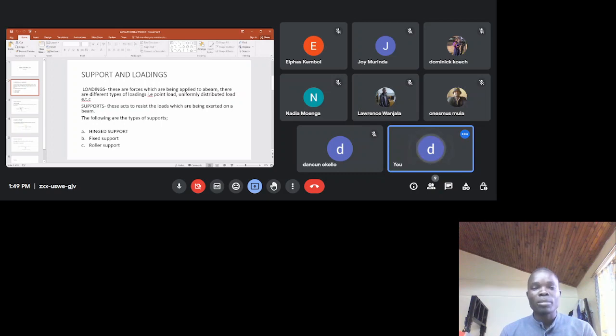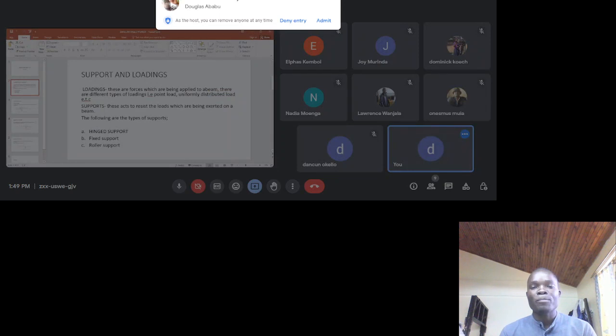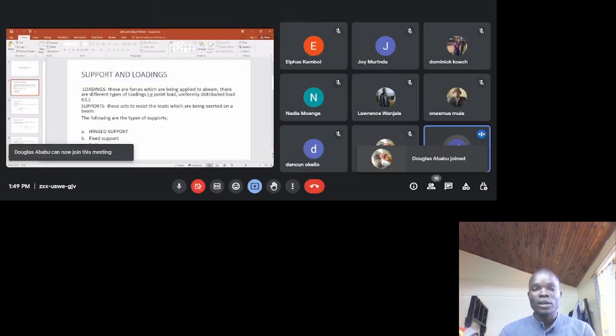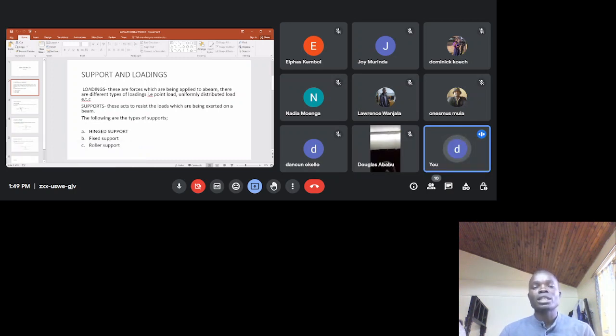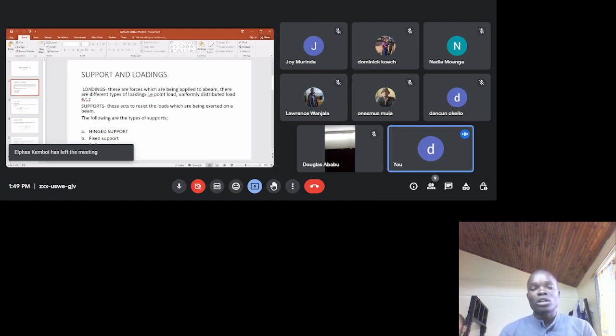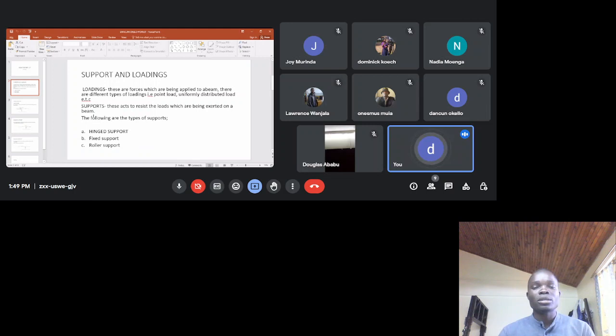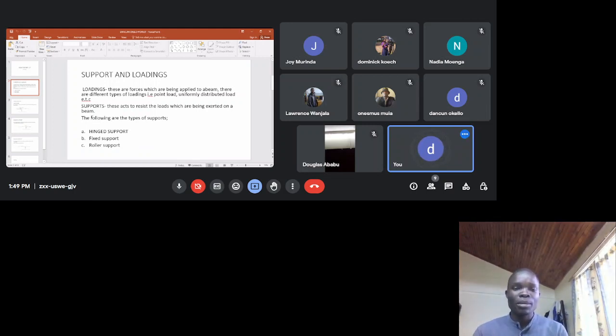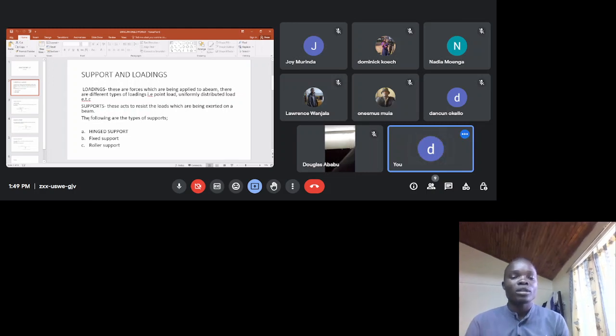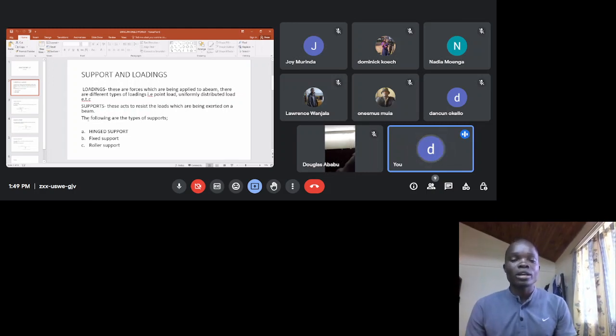And if you go to supports, these are things which resist the loads which are exerted on a beam. So we have three types of supports. Number one, we have hinge support, fixed support, then finally roller support.